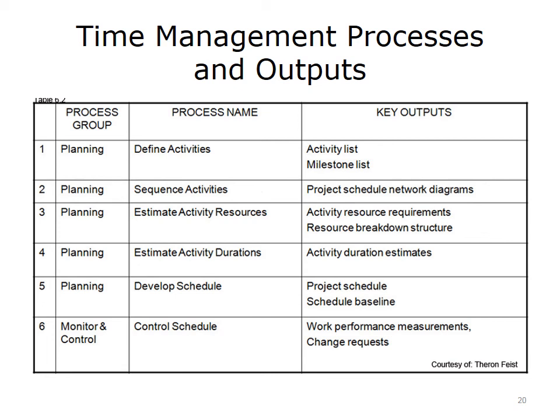Fourth, the planning process group will perform estimations of activity durations. The key outputs are activity duration estimates. Fifth, the planning process group will develop the schedule. The key outputs of this activity are a project schedule and a schedule baseline. Finally, a team should commence the process of monitoring and controlling. This involves the activity of controlling the schedule. The key outputs will be work performance measurements and change requests if the requirements of the project change.